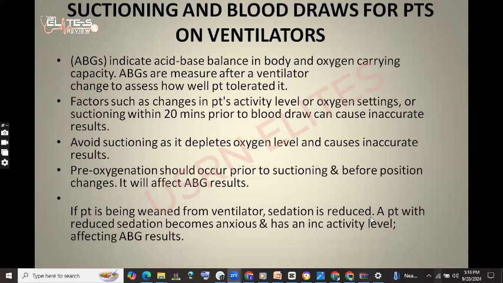Before you prepare to remove an endotracheal tube from patients, you have to make sure that the sedation is reduced and everything is fine.